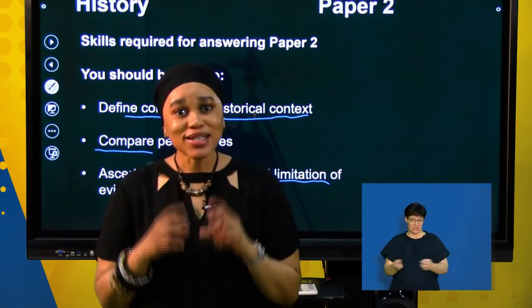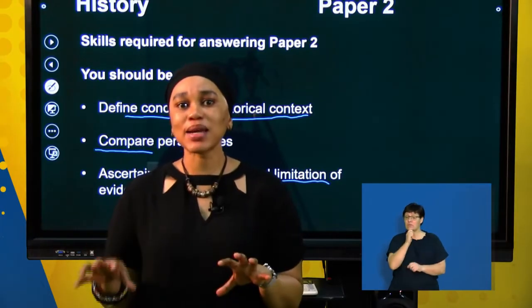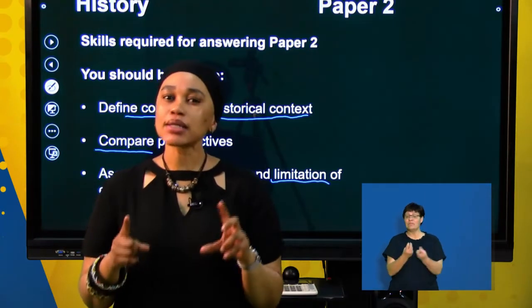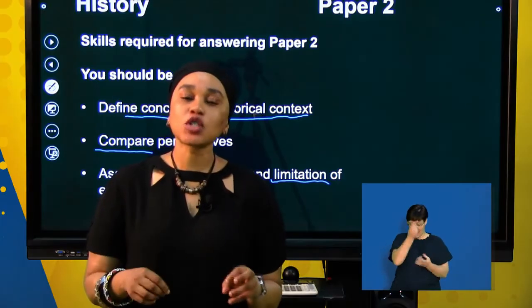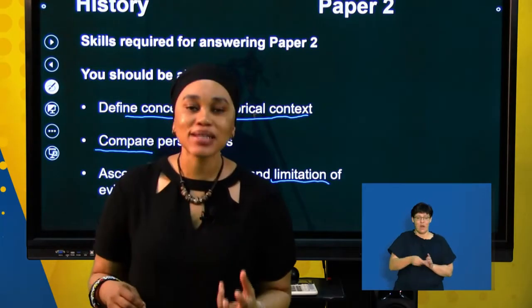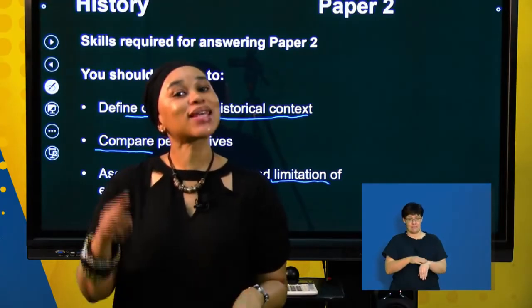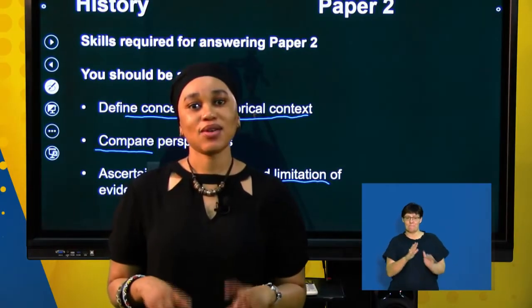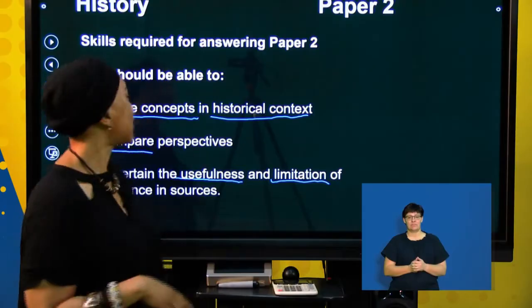So guys, please don't forget those very important skills. Usefulness and reliability are not the same. You can have a source that is not reliable, but useful. It is useful in a sense that it can give us information about what happened during the time. However, it cannot be trusted because maybe it is biased. I hope you understand the difference between those two. Let's carry on.